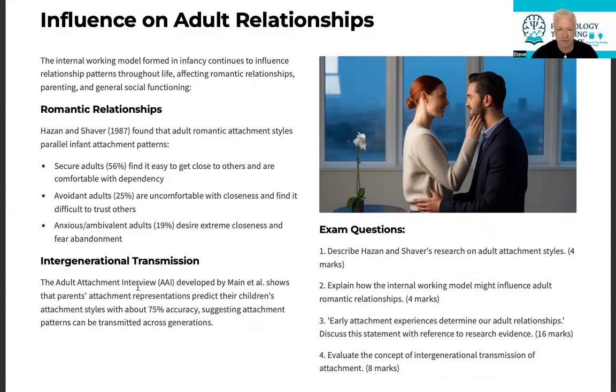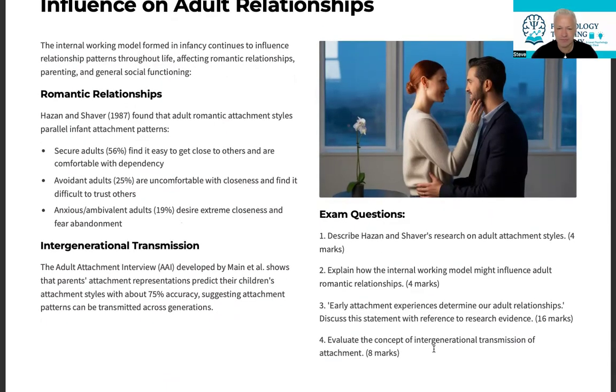And the Adult Attachment Interview is where they interview adults and ask them about their attachment when they were younger with their parents, say. The parents' attachment representations predict their children's attachment styles with about 75% accuracy, suggesting that attachment patterns can be transmitted across generations. So this is intergenerational transmission. It's kind of passed down.